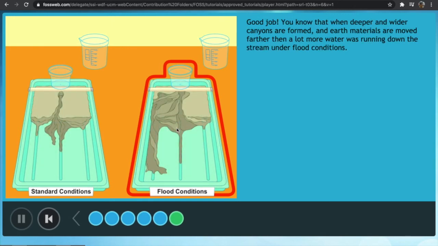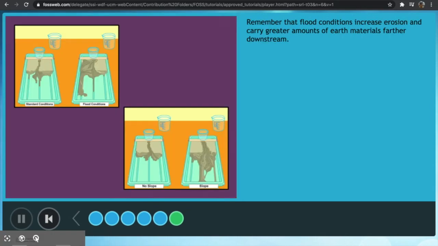Good job! You know that when deeper and wider canyons are formed and earth materials are moved farther, then a lot more water was running down the stream under flood conditions. Remember that flood conditions increase erosion and carry greater amounts of earth materials farther downstream.